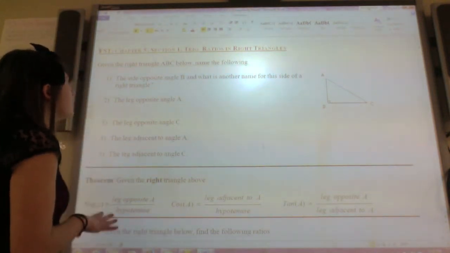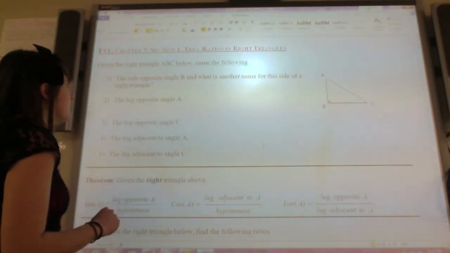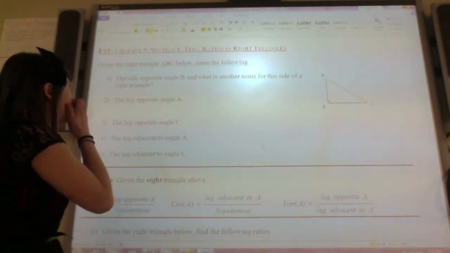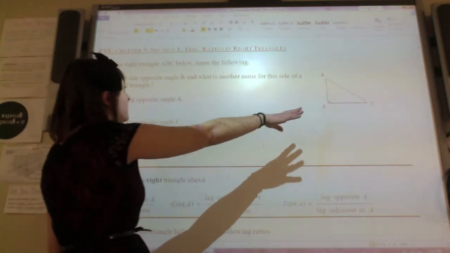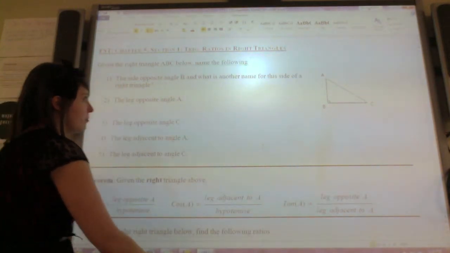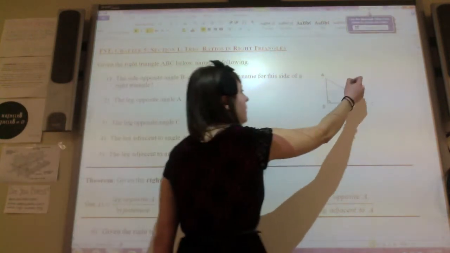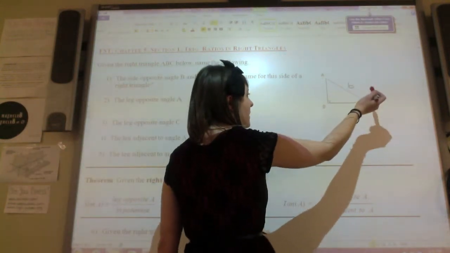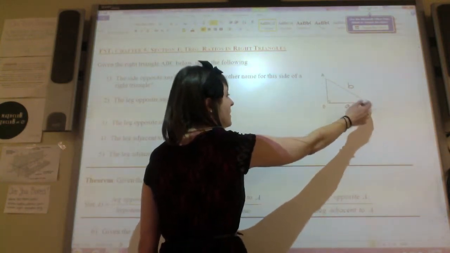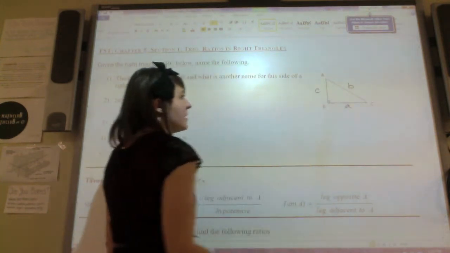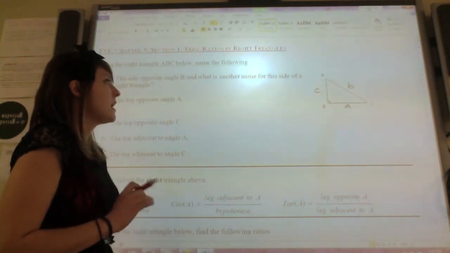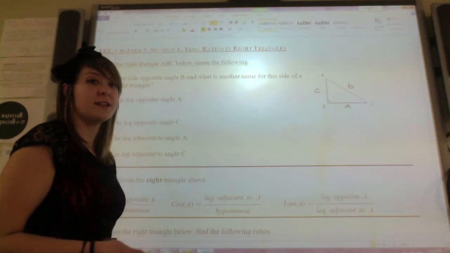So, Section 1 is on trig ratios and right triangles. So this is just your normal SOHCAHTOA. If we're given the triangle ABC over here, we want to name the following. So the side opposite of angle B, we would call that lowercase b. The side opposite of A, we would call that lowercase a, and the side opposite of angle C, we would call that lowercase c. So the sides are always lowercase letters, whereas the angles are capitalized letters.